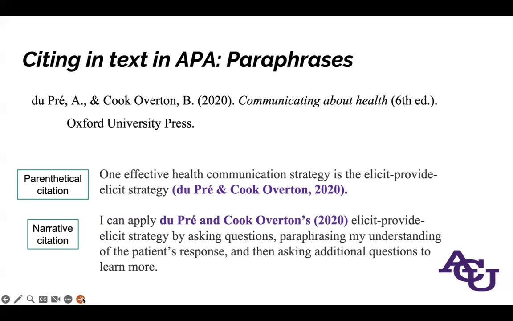This means that we put the names of the authors directly in the text of the sentence, and we put the year in parentheses immediately following their names. One thing to notice here is that because the textbook has two authors, I've used the ampersand symbol between their names in the parentheses to comply with APA guidelines. However, APA guidelines indicate that when I write their names directly in my sentence, I need to spell out the word and.